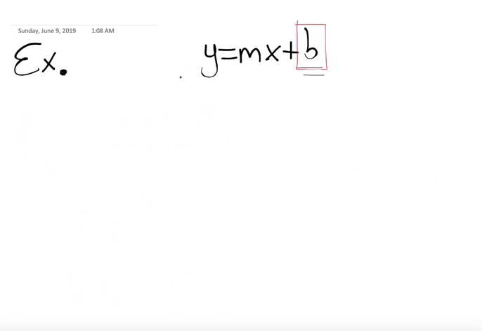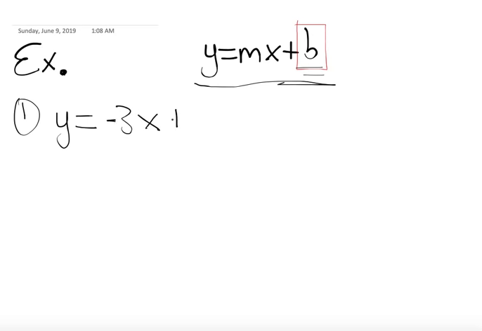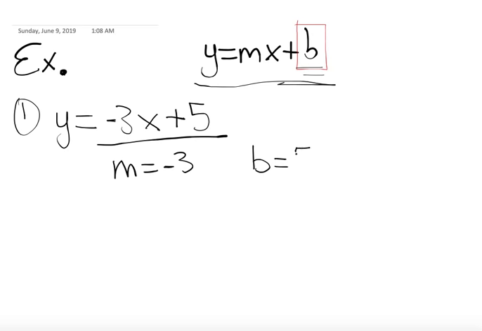Now let's do some examples. You're going to be asked to graph when you're given equations in this form. So let's start. Say they give you y equals negative 3x plus 5. From here we need to know what we're given. So we have a slope of negative 3 and a y-intercept of 5. So I already know it's going to cut on 5.